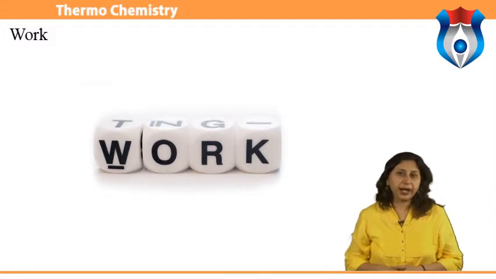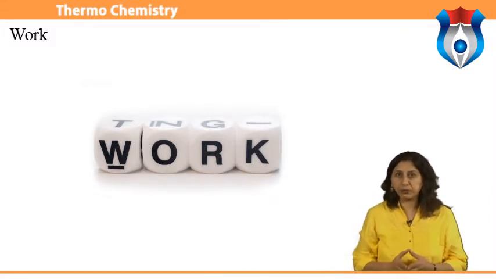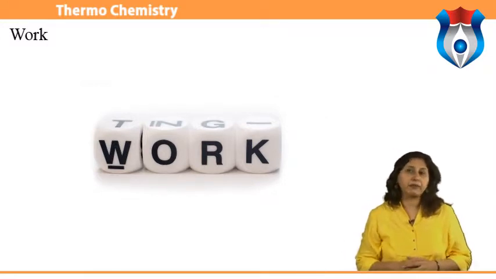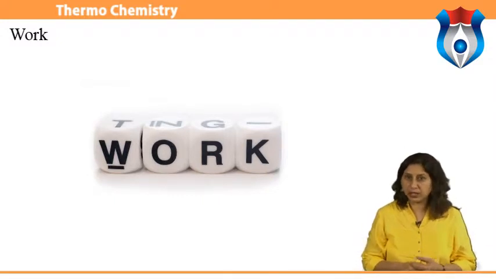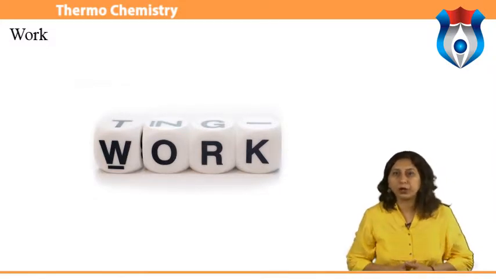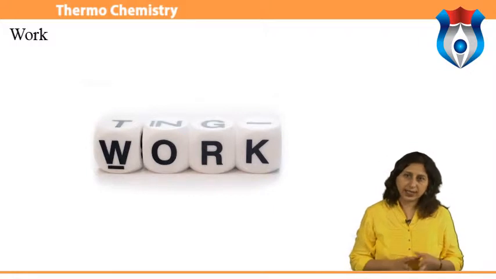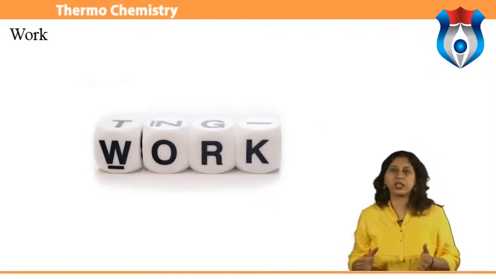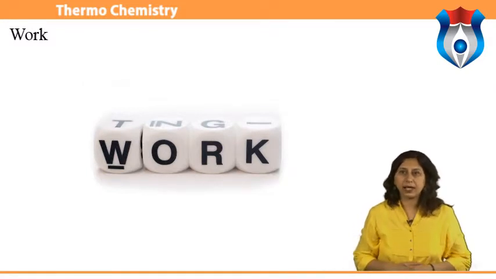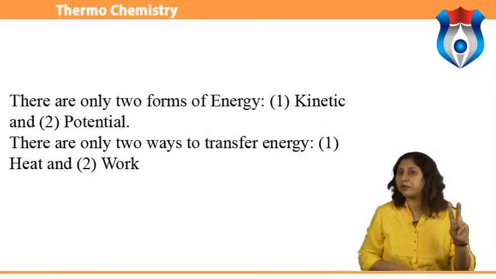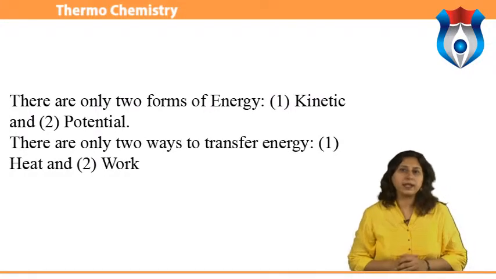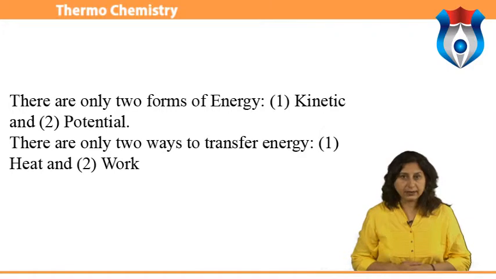Work. I can also transfer energy into my system of the marble and bowl by lifting the marble up and restarting the oscillation. This type of energy transfer into our system is called work. Work can be calculated given the forces that applied onto an object over a given distance. Just like heat, work is not a form of energy, but rather it is only a process in which energy is transferred. Summing it all up, there are only two forms of energy, kinetic and potential. There are only two ways to transfer energy, heat and work.